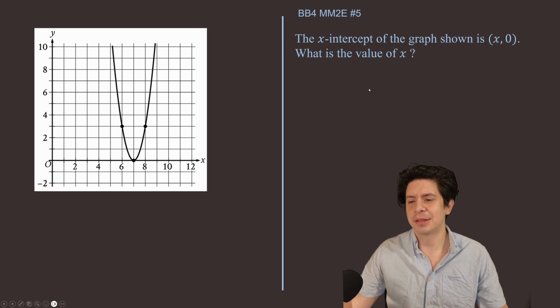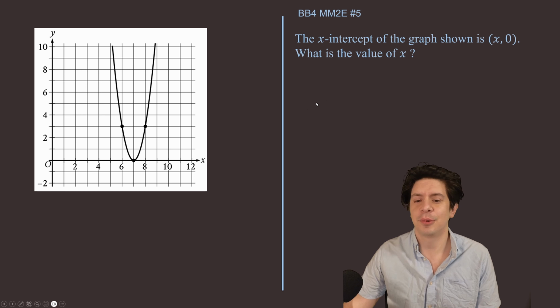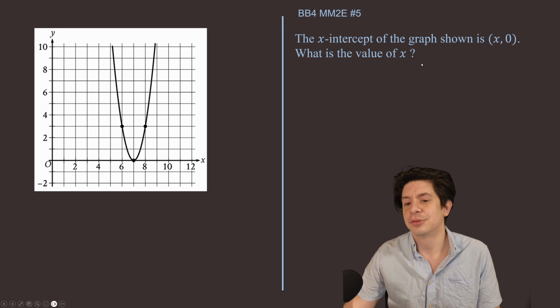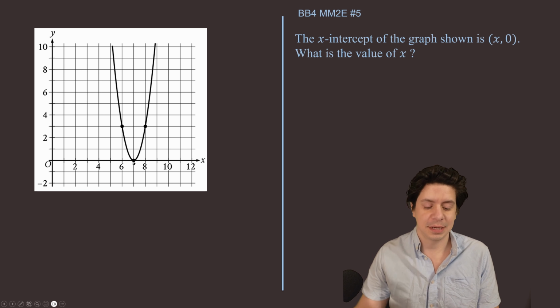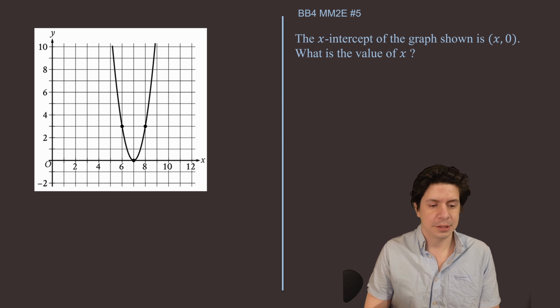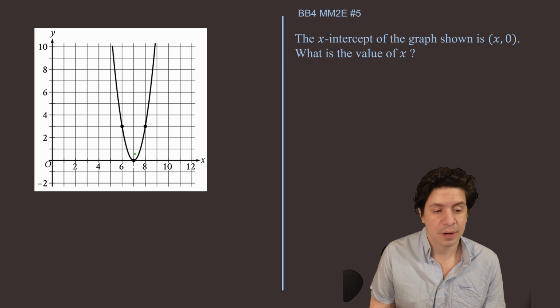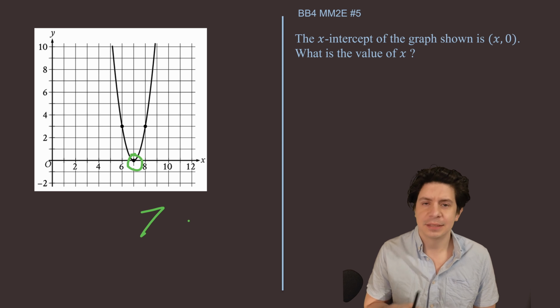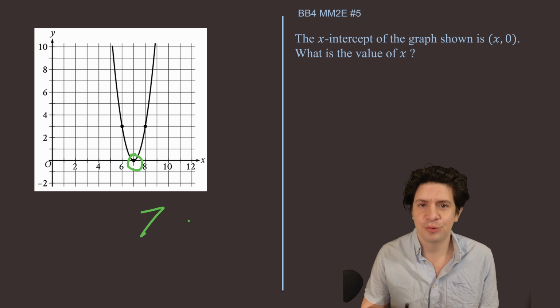The x-intercept of the graph is shown, x comma 0. What is the value of x? So this is the x-intercept, that's where it crosses, and it is right here, and that is 7, okay? Nice and quick here, right? Nothing too crazy so far.